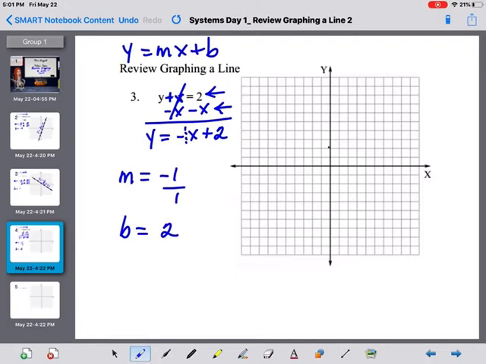So from my y-intercept at positive 2, I'm going to use the numbers in the slope. Again, I have a negative slope. The change in y is negative 1, so I'm going to go down 1. The change in x is a positive 1, so I'm going to go to the right 1. So from the y-intercept, I'm going to go down 1 and to the right 1 a bunch of times, especially because the points are so close together. And then we're going to go back to the y-intercept and go up 1 and to the left 1 a couple of times.